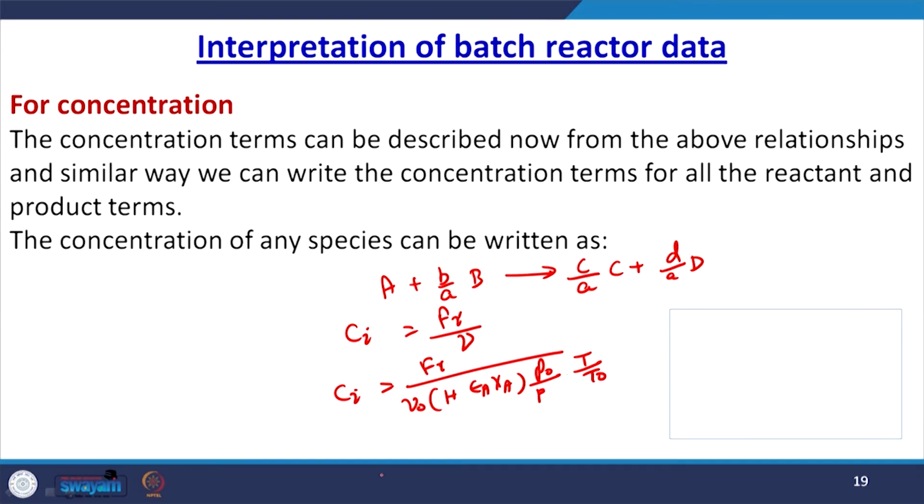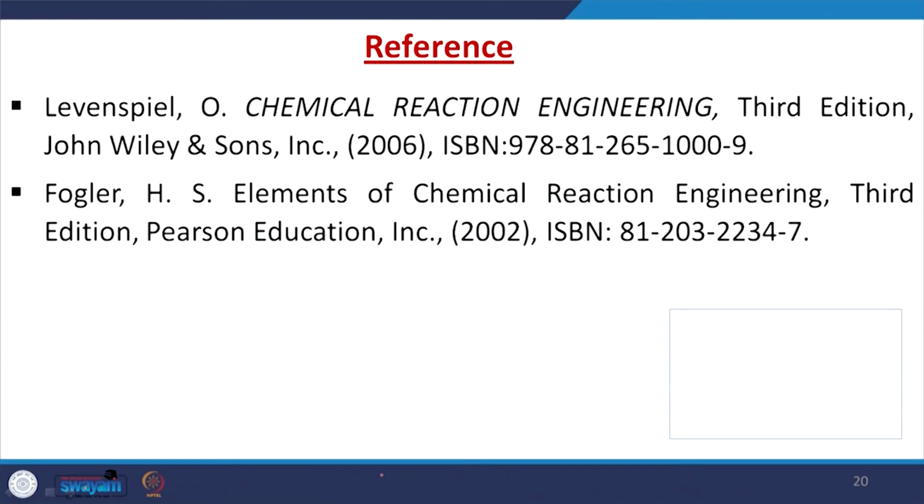Now, at last in this segment we discussed the varying volume concept, taking the concentration into cognizance, and we developed the various equations associated with it for the interpretation of batch reactor data. Now, if you wish to have further reading, again we have listed a couple of references in the reference slide.